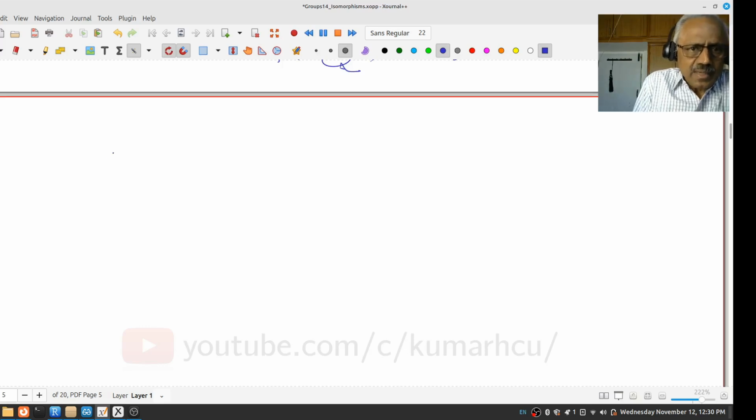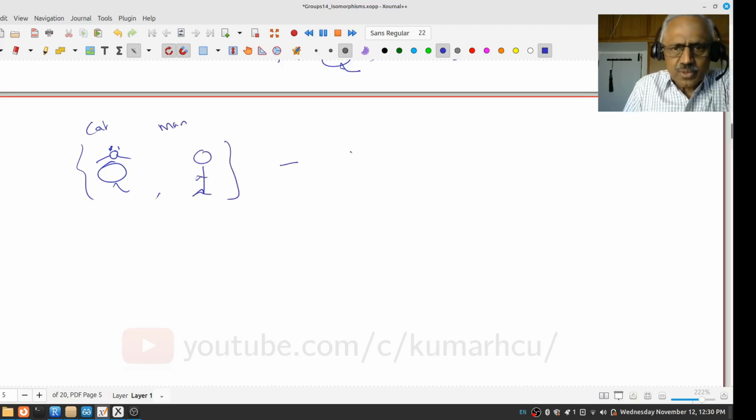Now instead, let us look at again a cat and a human being, a man. This is a cat, this is a man. I want to make this into a group. I have to define a binary operation. If I want to make this into a group, there must be somebody who is the identity. Since in the first example I made cat the identity, let me take man to be the identity. So I will declare that to be the identity. Then what should happen to the cat?